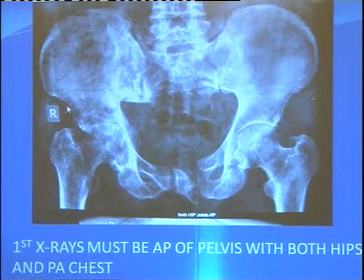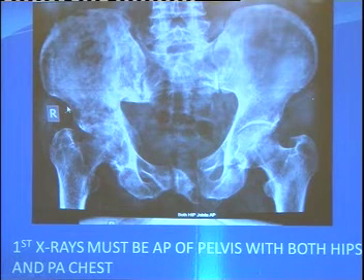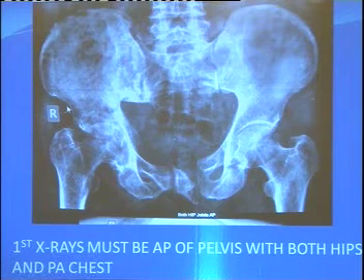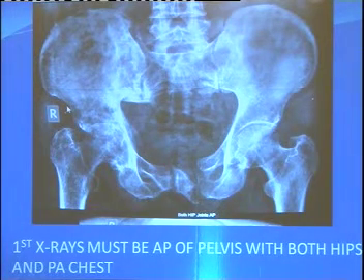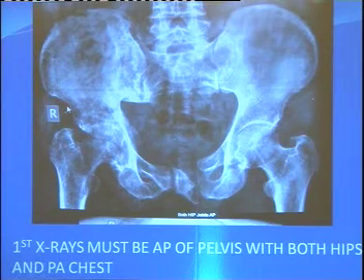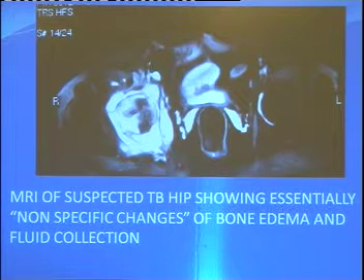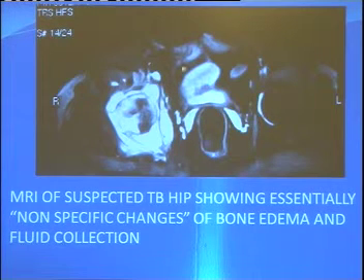One, X-ray of both the joints is possible. Except shoulder, it's possible in every joint. Ankle, knee, hip, wrist, elbow. You can always get an X-ray done. Both the joints identical, and then an X-ray of the chest. Now we come to MRI. Even MRI of a joint is non-specific. This MRI picture can be present in many conditions. This can be present in a pyogenic infection, in tuberculosis, in rheumatoid, in transient synovitis. So even MRI is non-specific.